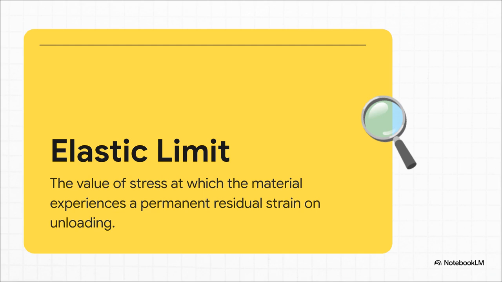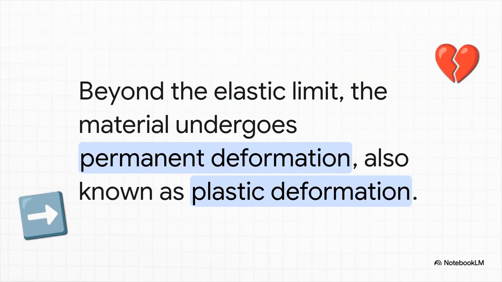This is the moment of truth. It's the absolute maximum stress the material can handle and still snap back to its original shape. If you go 1 ounce of stress beyond this point, the material is changed forever. The second you cross that elastic limit, the material yields. You've now entered the land of plastic deformation. The change is permanent. This is the exact moment our paperclip stopped acting like a spring and just became a bent piece of metal. It has no memory of its original shape anymore.